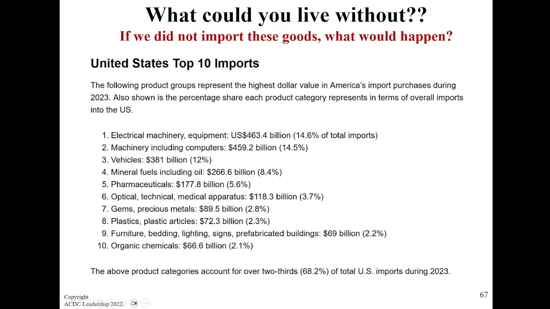So just for context, these are 10 goods that we import typically, right? Vehicles, electric machinery, and other stuff. All of this stuff is imported. We don't produce this here. Instead, we produce things that we're good at, such as corn.